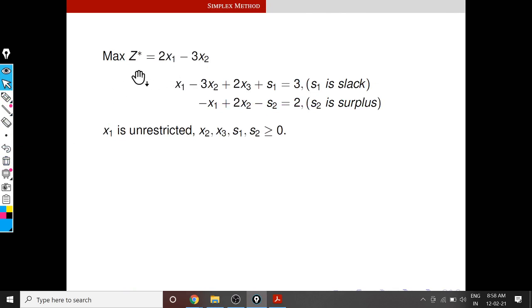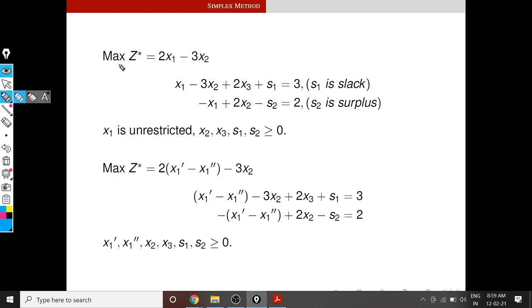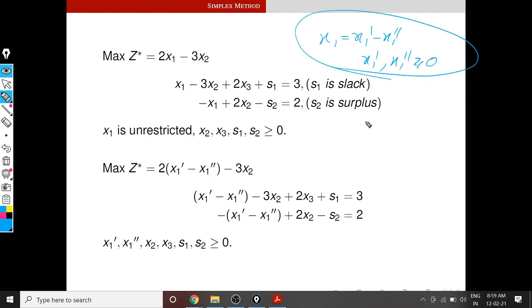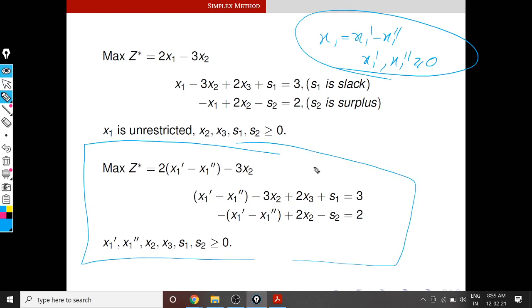So the problem becomes maximize z star equal to like this, and we add one slack and surplus, and now we have an unrestricted variable x1. Next we are going to replace x1 by a difference of two non-negative variables. That means we replace x1 as x1 dash minus x1 double dash, and we assume x1 dash and x1 double dash are greater than or equal to 0. They are non-negative. So now we have the standard form of that given LPP.